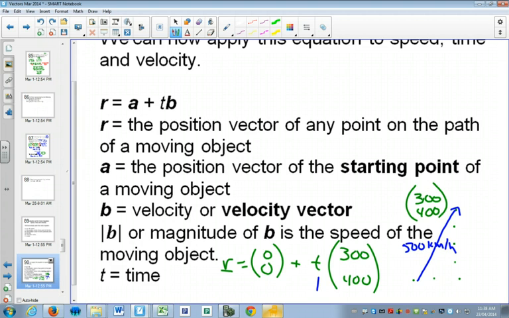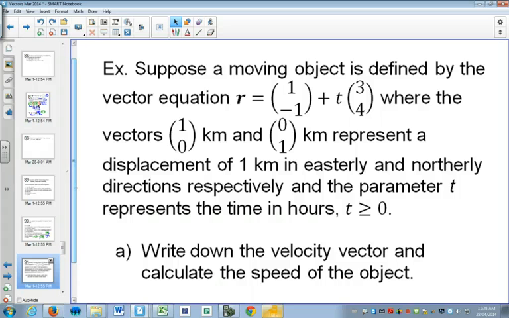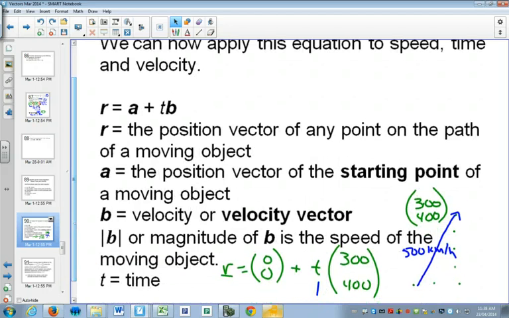So the length of our velocity vector will be our speed. Right? And I have that here as well. The magnitude or length of it will be our speed.